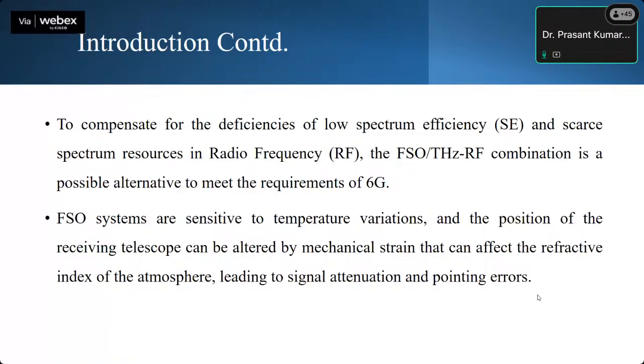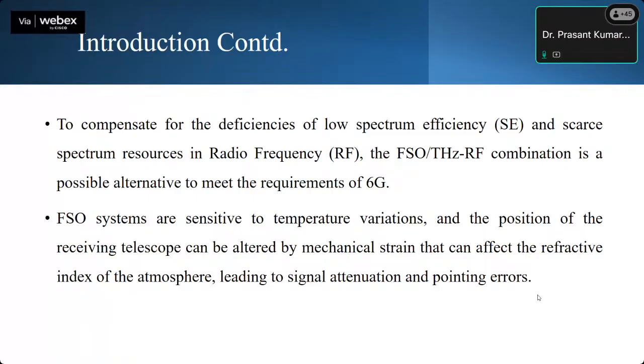To name a few, these are sensitive to temperature variations, and it is the transmitter and the receiver apertures, the telescopic apertures, which play a major role, whose positions can be easily altered by any kind of mechanical strains. And once that happens, it leads to pointing errors. So that will completely create an outage probability for the FSO communications.